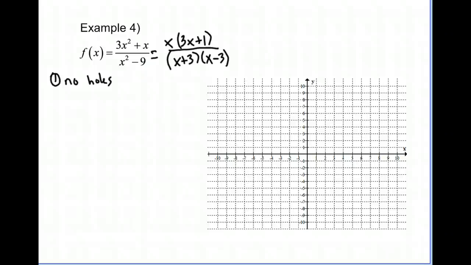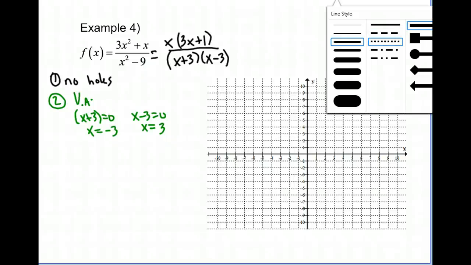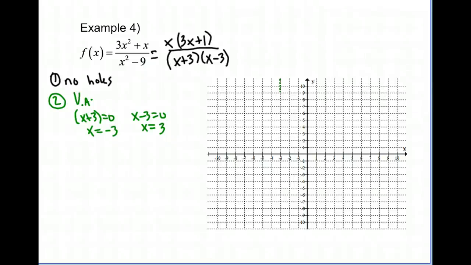We need to look at our vertical asymptotes. So we're looking at our denominator. So we've got x plus 3 equals 0, x minus 3 equals 0. So we have vertical asymptotes at x equals negative 3 and x equals positive 3. So a little bit more spaced out this time.